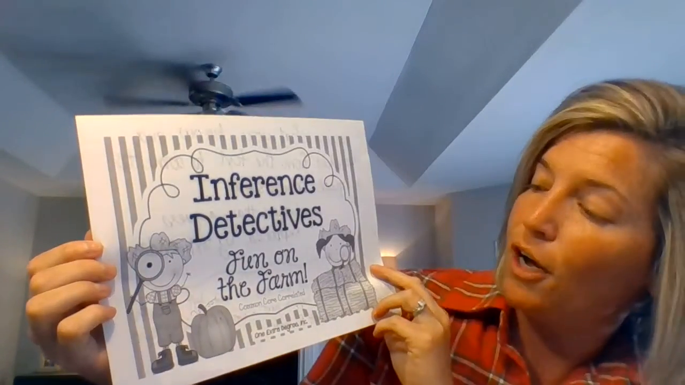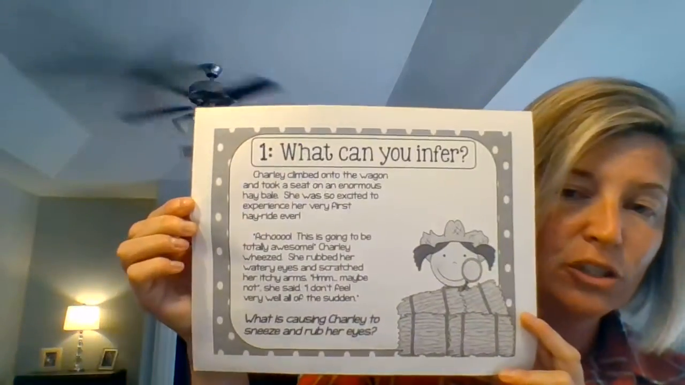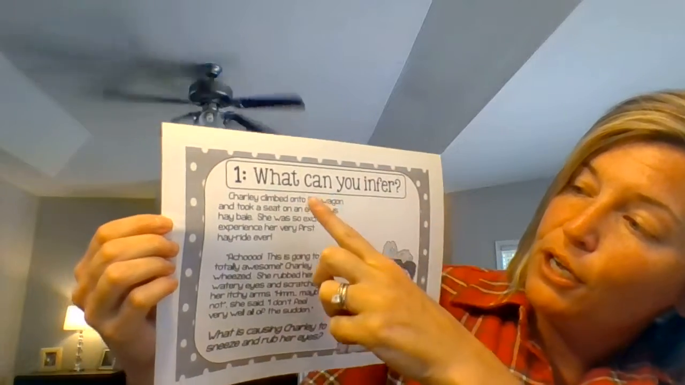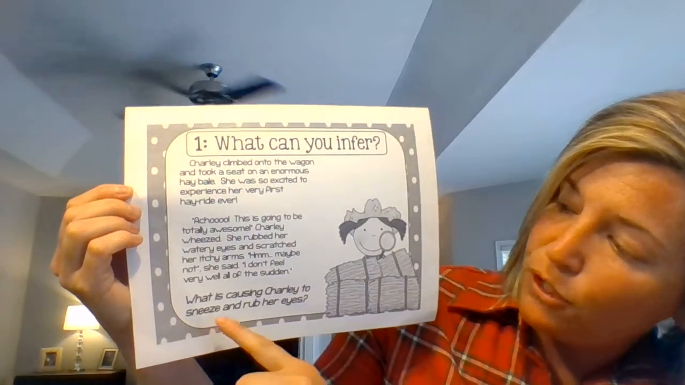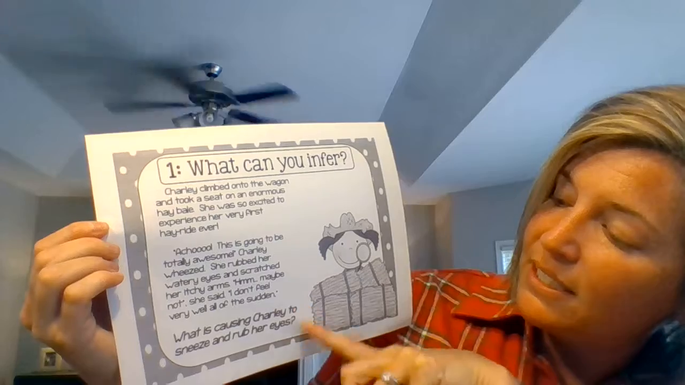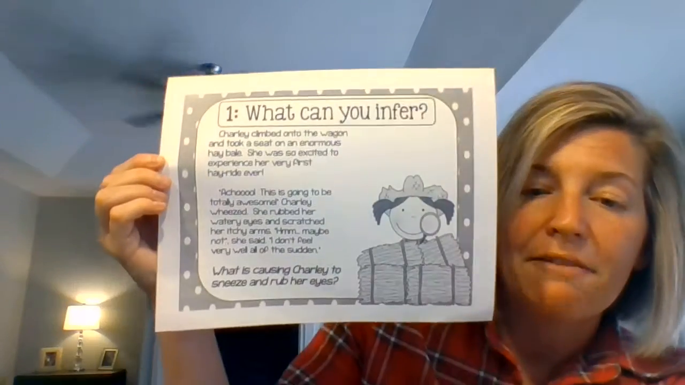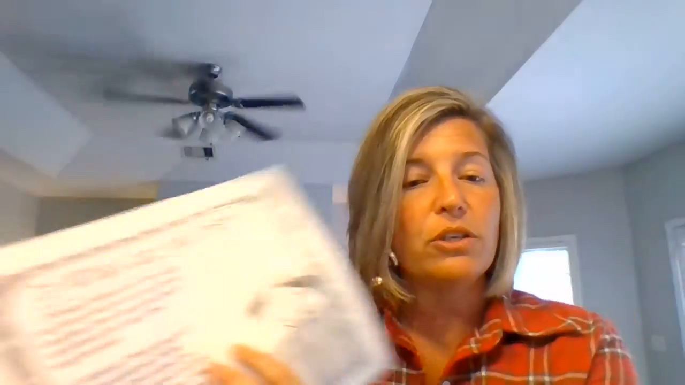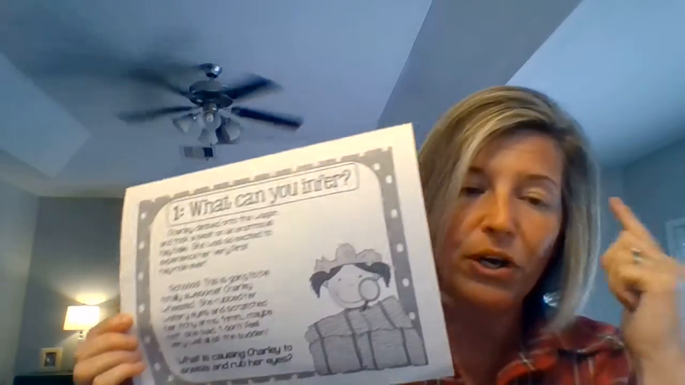All right, so hopefully you already have out your activity for our inferencing, which is our inference detectives, fun on the farm. So in this packet, you have 5 scenarios, 5 little passages, and you are going to have to make an inference. So it says, what can you infer? So you're going to read all of these. There's 5 of them, and there's a question at the bottom. This first one says, after you read this, what is causing Charlie to sneeze and rub her eyes? If I were you, I would read your question first and then go back and read your little passage. And you are going to use the text right here and what you already know to make an inference.